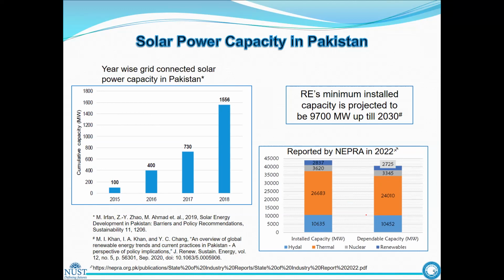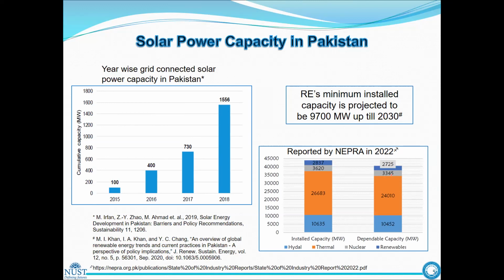And these differences can be justified if we say that some of these power plants can be older, already aged, and sometimes we may not have sufficient fuel to run them in the case of thermal and nuclear power plants. So we can justify that, but we still see such a difference between installed and dependable capacity in the case of renewable technologies, particularly solar and wind.